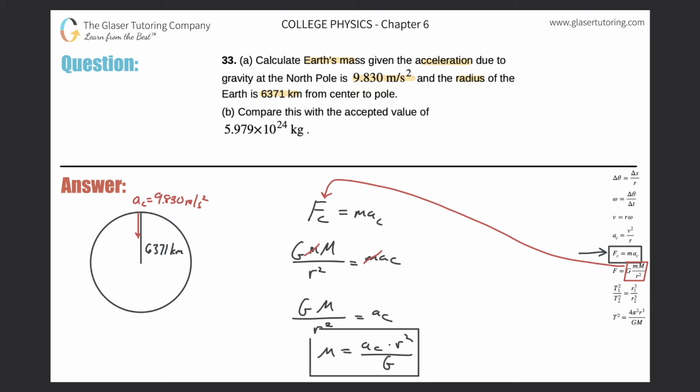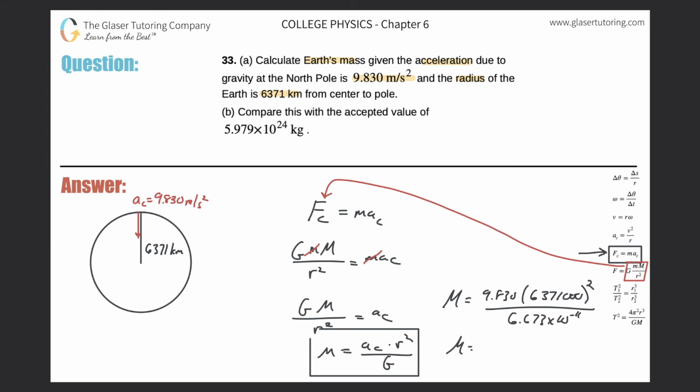So now just plug it all in, because we know centripetal acceleration, we know the radius, and G is a constant. So centripetal acceleration was 9.830, right? R here is, well, they gave it to us in kilometers, so we've got to have that in meters. So just multiply that value by 1,000, or move the decimal point 3 places to the right, or just add 3 zeros. All right, they're all the same in this problem. So it's 6,371, add 3 zeros. That's squared. All divided by 6.673 times 10 to the minus 11. That's the gravitational constant.